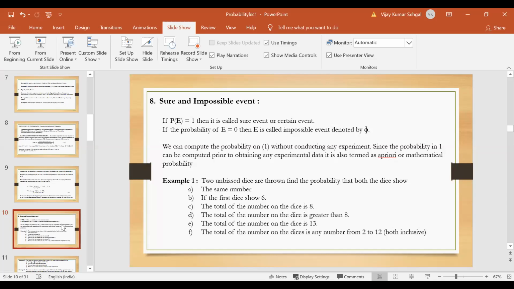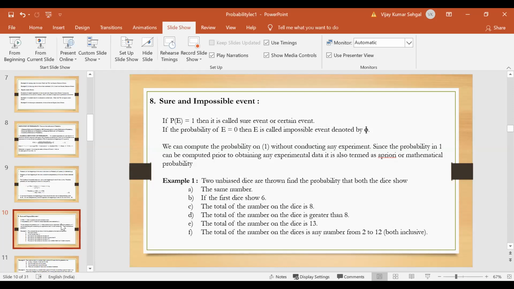When we say two unbiased dice are thrown, we mean they are thrown simultaneously. One die has 6 faces, 1, 2, 3, 4, 5, 6. Similarly, the second die also has 6 faces. So when we throw the two dice simultaneously, the possibilities are 6 squared, that is 36. So our exhaustive number of cases will be 36.